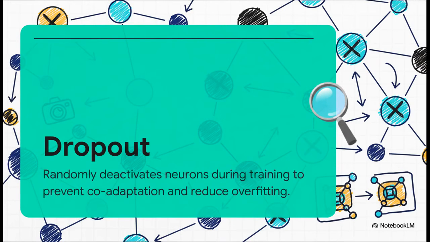And one of my absolute favorites, just because it's so clever, is called Dropout. Here's the idea. While you're training, you randomly just turn off some of the neurons for each guess. It's like forcing a team to work together, but with the rule that on any given day, any member might be absent. What happens? Well, it forces the remaining neurons to become more robust, more independent, and it stops them from relying too heavily on any single other neuron. It's a brilliant way to fight overfitting.